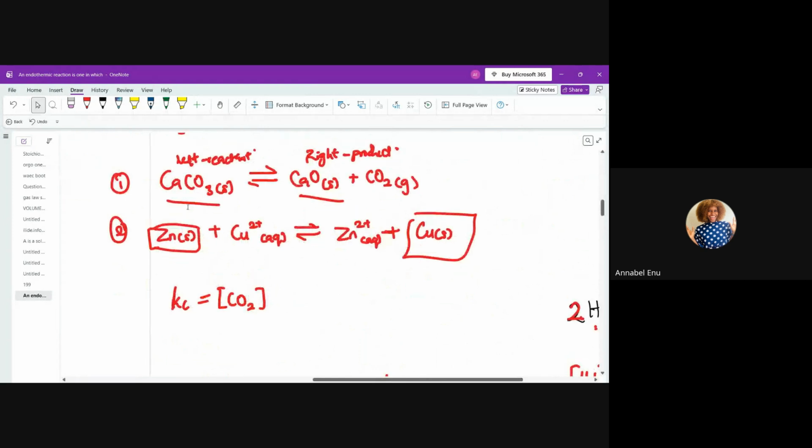Now, for the second one, we'll deal with the ones that are aqueous. So our constant will be zinc.